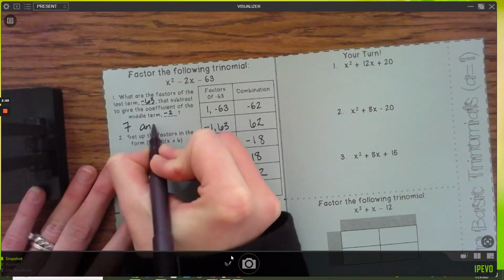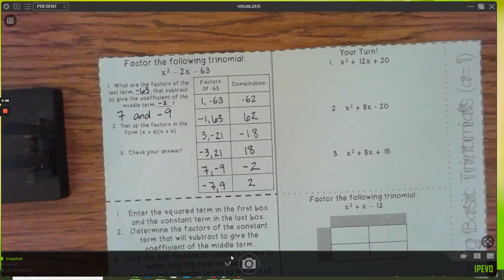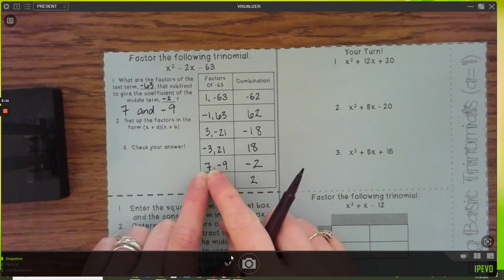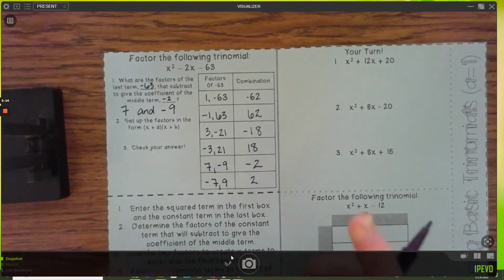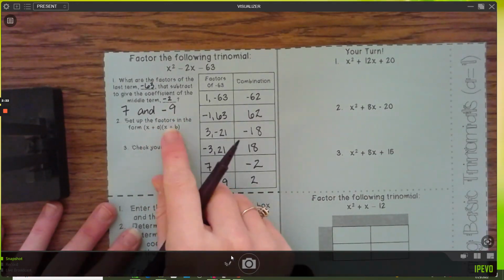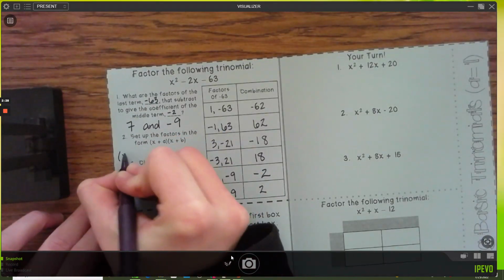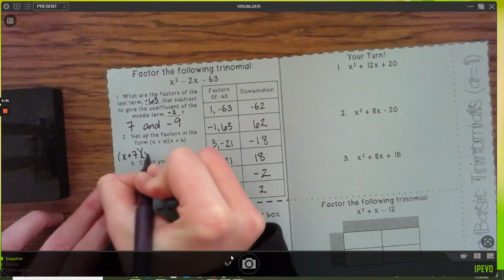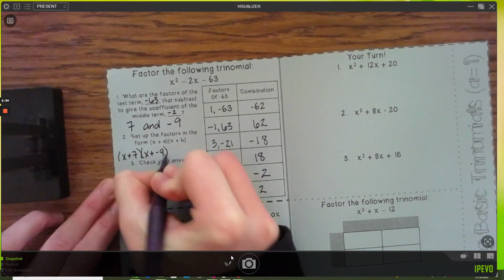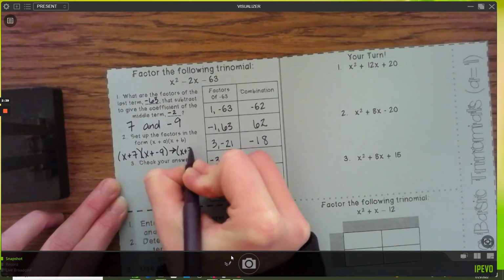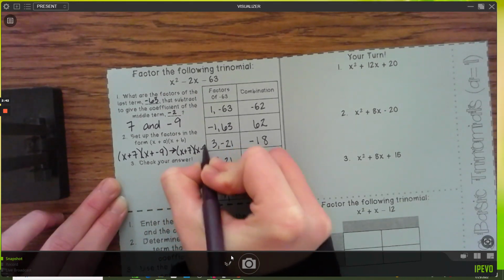7 and negative 9. And I say subtract, but really we're talking about 7 minus 9, so you're really adding a negative number. The wording is kind of backwards. What we're going to do is set up the factors in the form x plus a and x plus b. So that would be x plus 7 and x plus a negative 9, but we don't like this plus negative stuff, so we write x plus 7 and x minus 9.